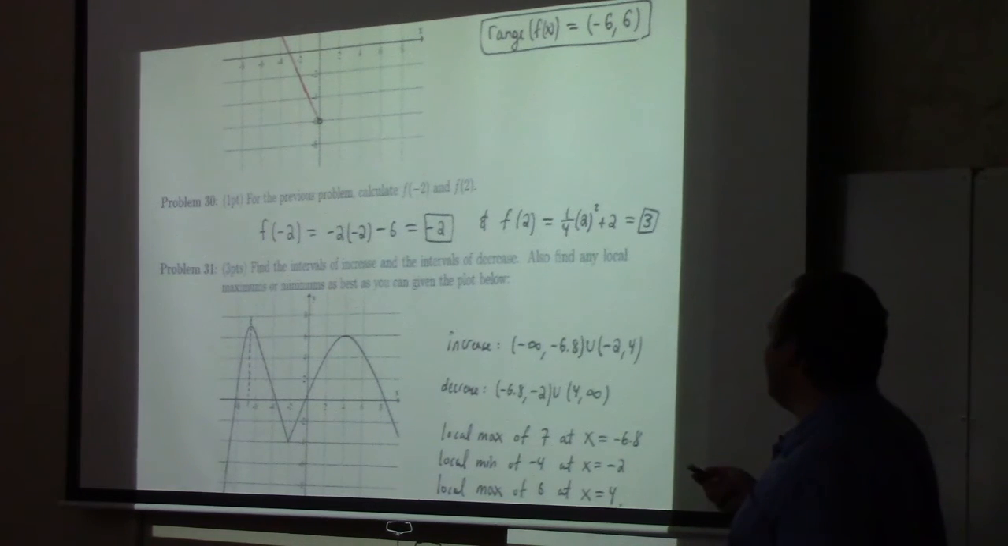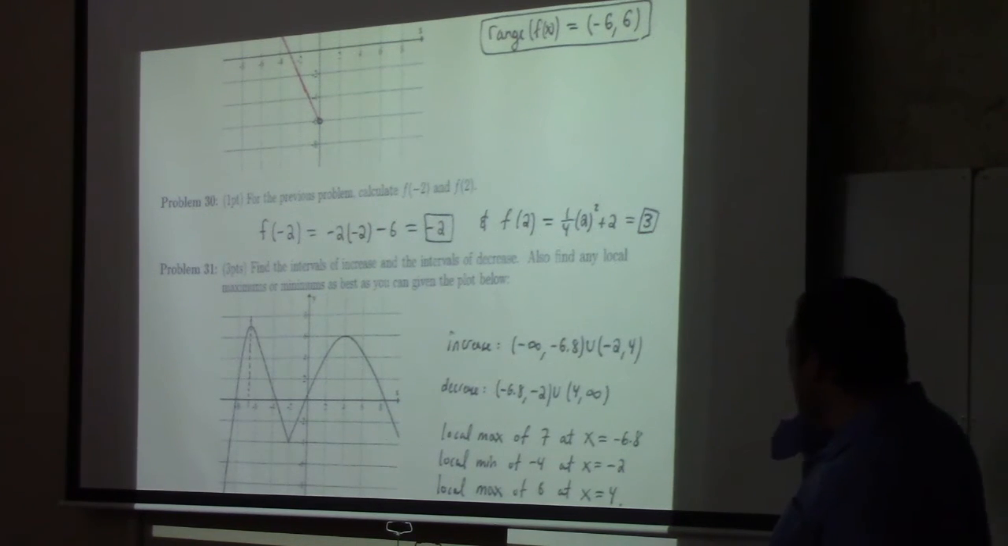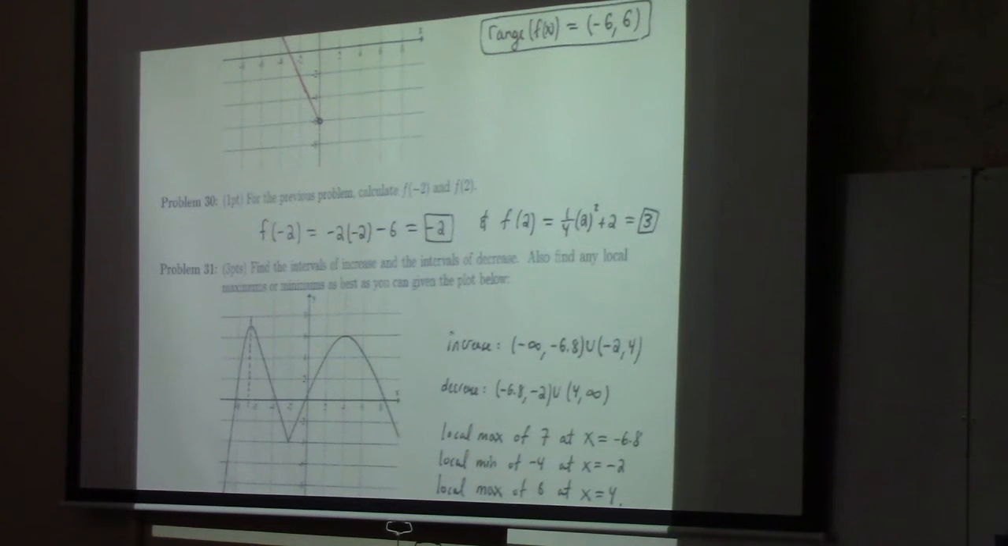Okay, so for this one, f of minus 2, we have to use the first formula, which I have now not projecting, but the first formula was minus 2x minus 6, right? So minus 2 gives me 4. 4 minus 6 is minus 2. And f of 2, I use the 1/4 x squared plus 2 formula because it's in that case. And so that works out to 4 over 4, which is 1. 1 plus 2 is 3.